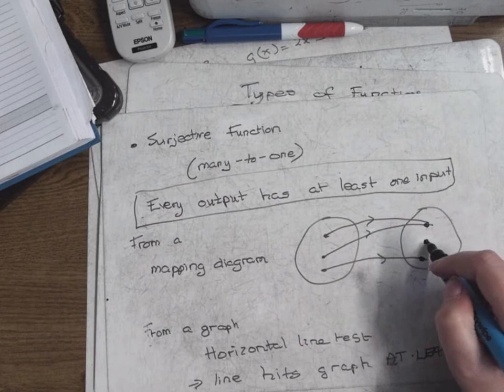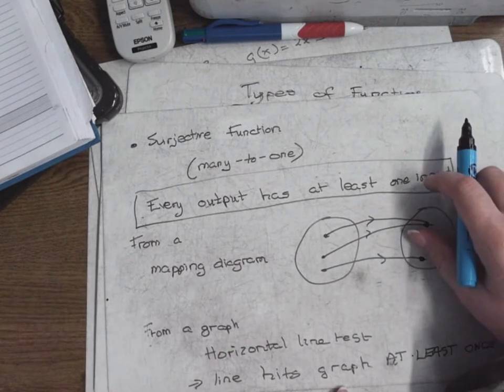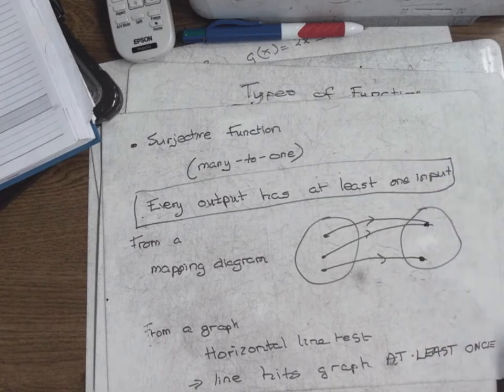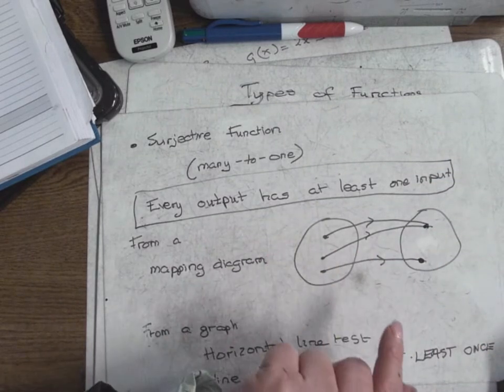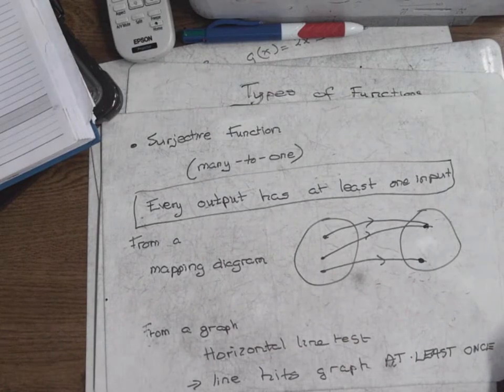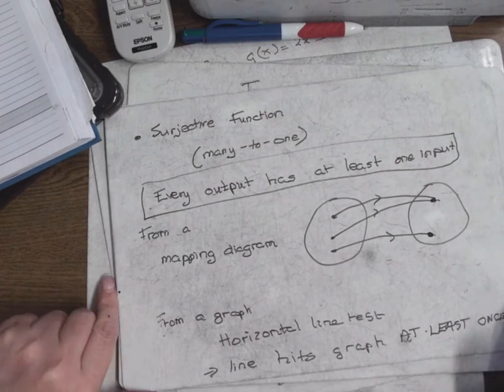Here we have an output with no input, so that's not surjective. But if that dot wasn't there, it is surjective. So it doesn't matter that this output has two inputs. It just has to have at least one input, so that's one or more inputs. So from a mapping diagram, that's what a surjective function looks like.